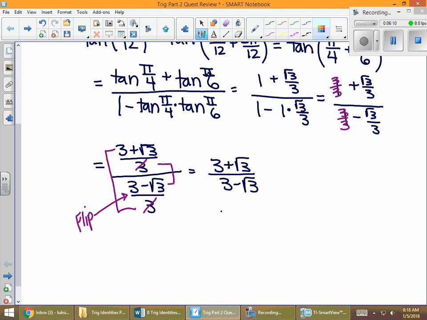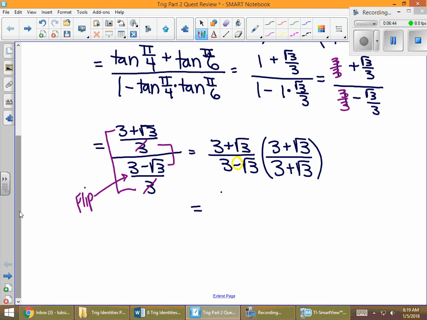And we are almost there. All we need to do at this point is get rid of the radical that's in the denominator. So we have 3 minus radical 3. What we need to do is multiply by another fancy form of 1, and we're going to use the conjugate. So since this sign in the middle of the denominator is a negative, we are going to multiply by 3 plus radical 3. And if I'm doing that to the bottom to get rid of that radical, I have to do it to the top as well.